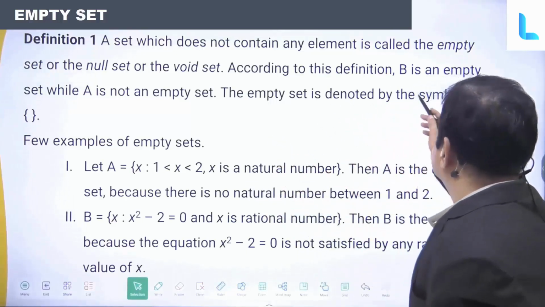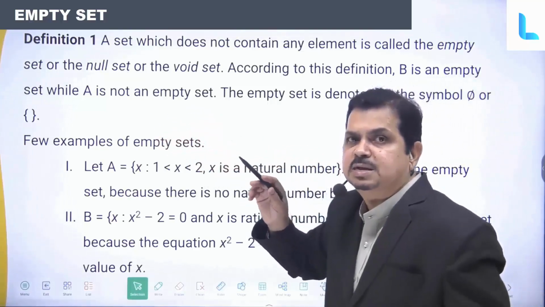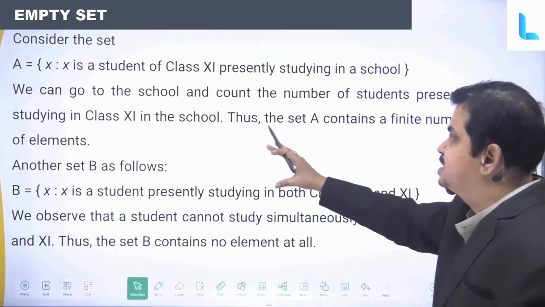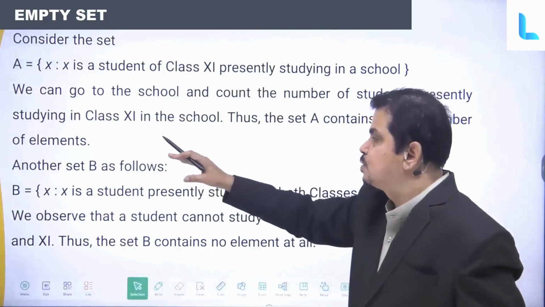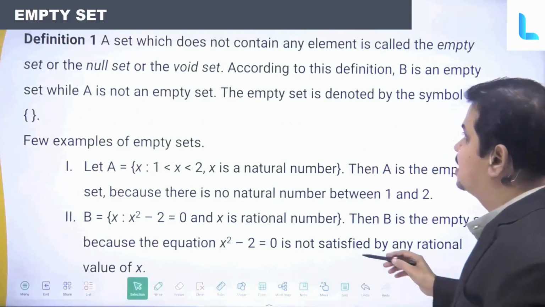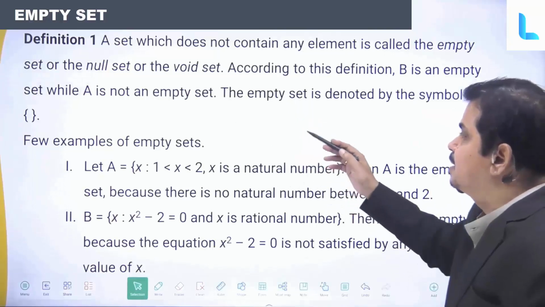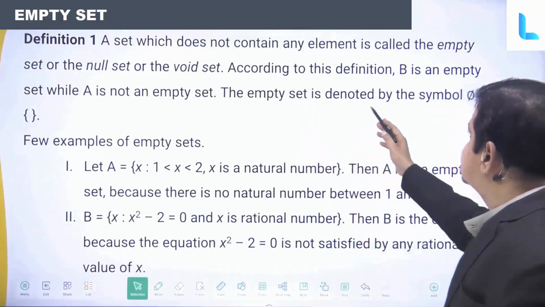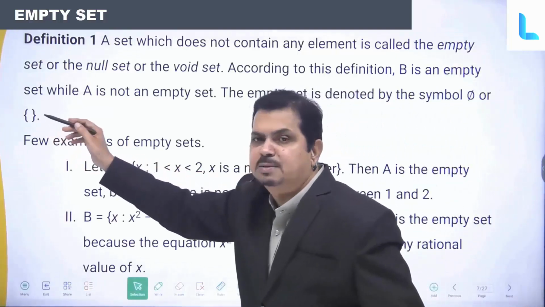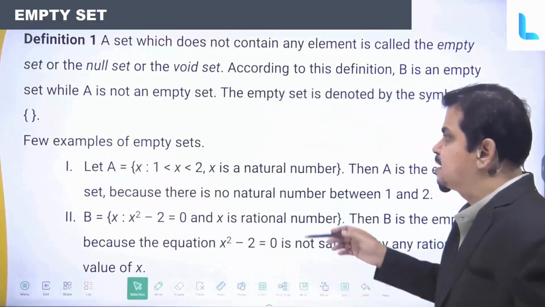According to this definition, B is an empty set while A is a non-empty set, because in the set A you can see that there is some finite number of students presently studying in class 11, so it contains some finite number of elements. That means A is not an empty set while B is a null set or an empty set. The empty set is denoted by the symbol phi, or in braces you can write it with no elements like this. A few examples of the empty set are described here.